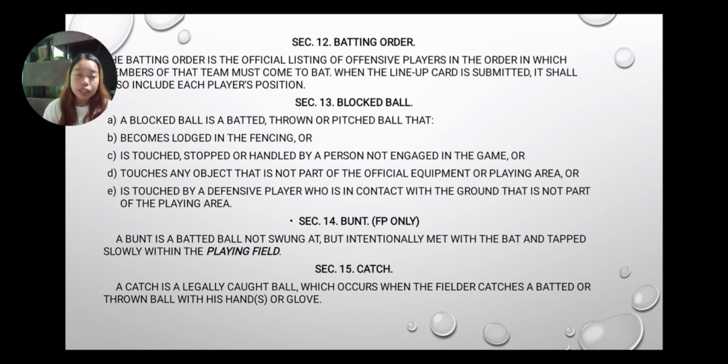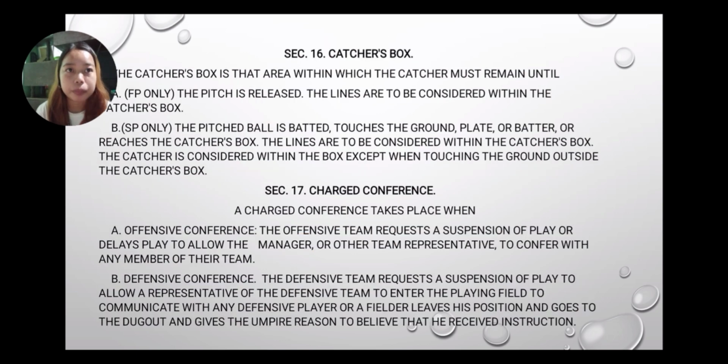Section number 14, bunt, FP only. A bunt is a batted ball not swung at but intentionally hit with the bat and tapped slowly within the playing field. Section number 15, the catch. A catch is a legally caught ball which occurs when the fielder catches a batted or thrown ball within his hand or glove.